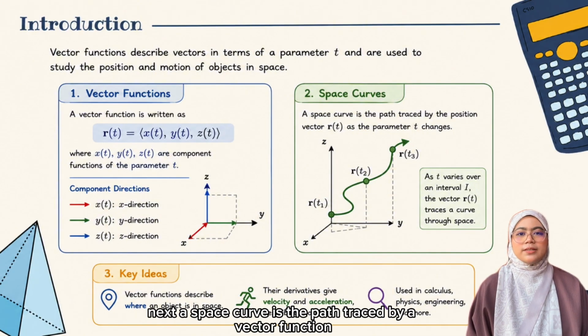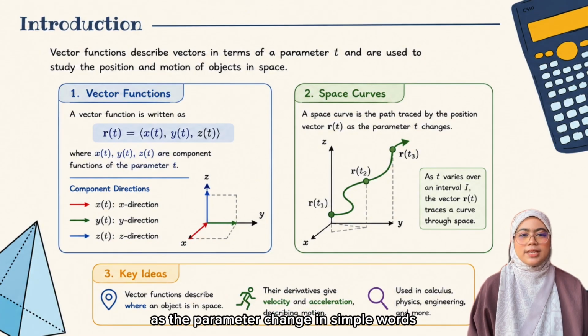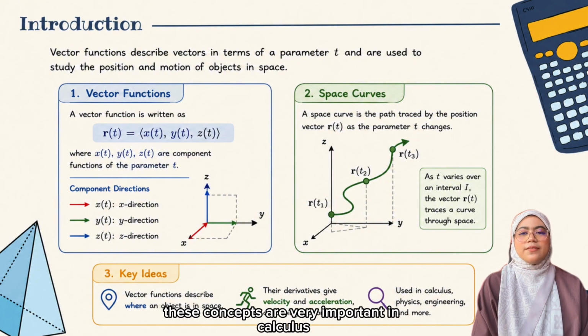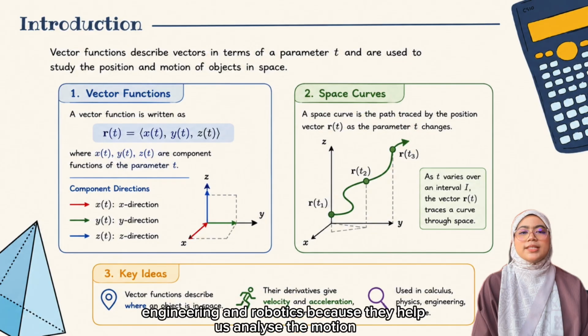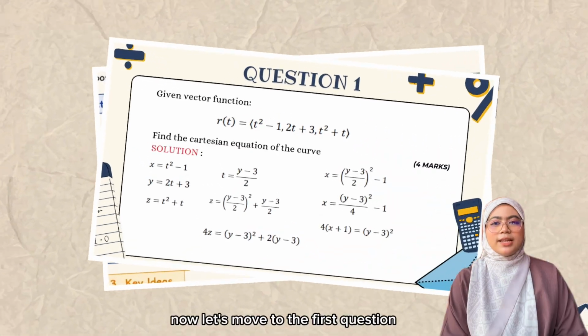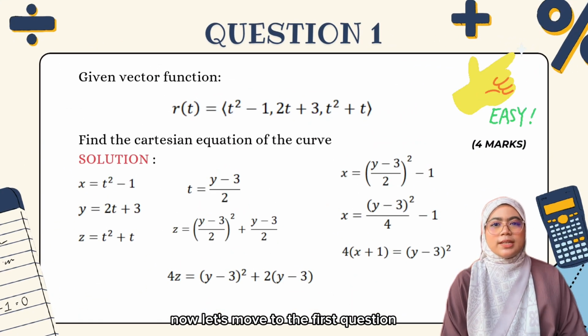Next, the space curve is the path traced by a vector function as the parameter changes. In simple words, it shows how an object moves through space over time. These concepts are very important in calculus, physics, engineering, and robotics because they help us analyze the motion, velocity, and acceleration. Now, let's move to the first question.